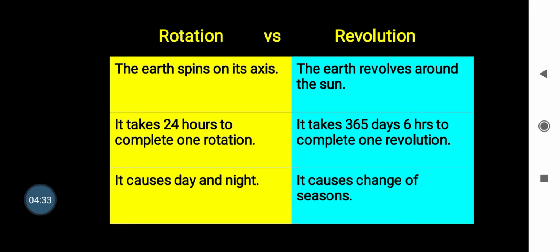So what is rotation and revolution? What is the difference between both of them? In rotation, the earth spins on its axis. In revolution, the earth revolves around the sun. It takes 24 hours for the earth to complete one rotation. It takes 365 days and 6 hours to complete one revolution. Rotation causes day and night. Revolution causes change of seasons.